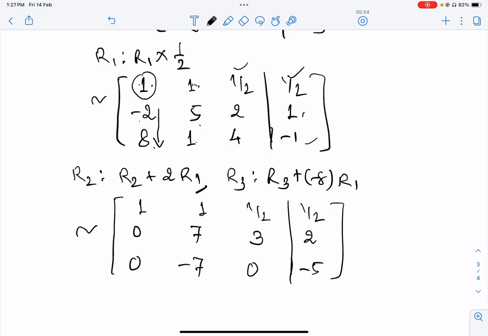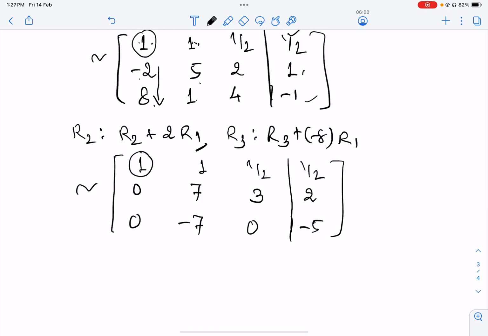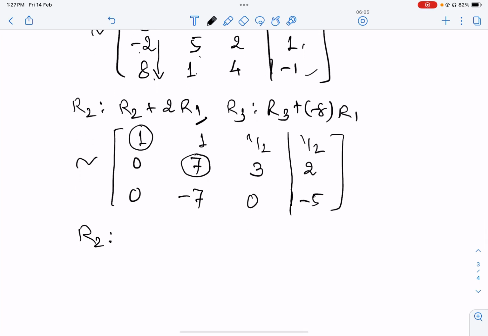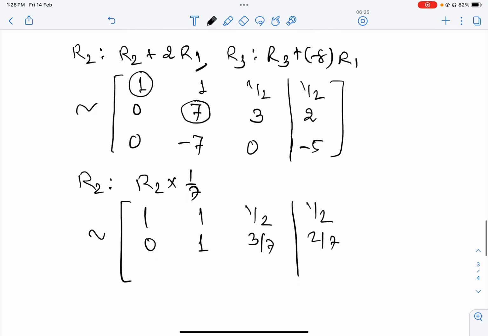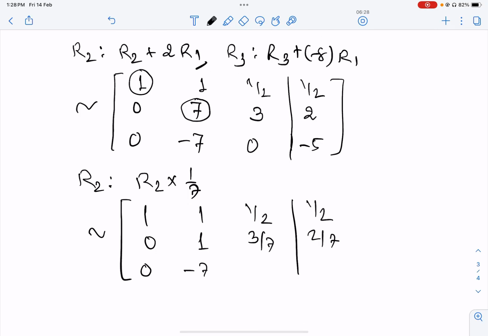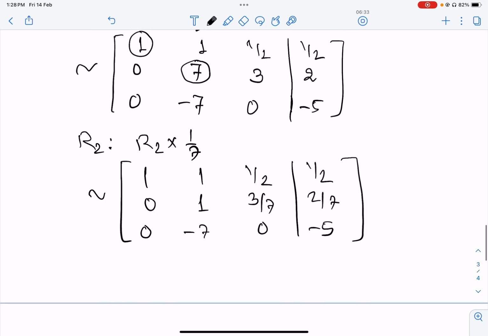Now the next step. Here we have a leading 1. Next step, make it 1 here. So R2 divided by 7. And so we have 1, 1, 1 by 2, 1 by 2, 0, 1, this is 3 by 7, this is 2 by 7, 0, minus 7, 0, and minus 5.